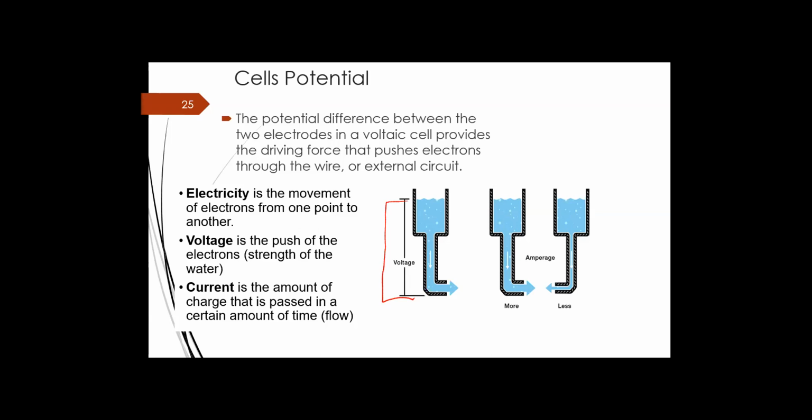But current is the amount of charge that passes in a certain amount of time. So it's kind of like how much water. It's not how quickly the water comes out, but how much. So something like a river might have a really low voltage if it's moving slowly, but it could have a really high current if there's still a lot of water moving that way.